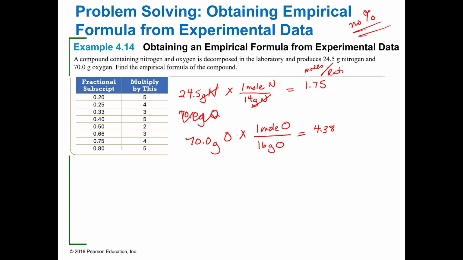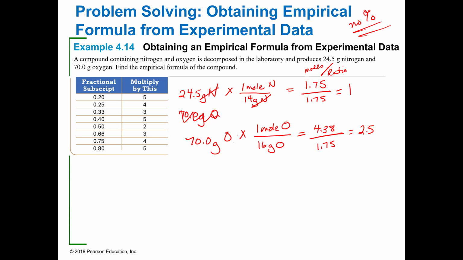Okay. And then instead of a ratio of 1.75 to 4.38, I want a ratio of 1 to something. So the smaller one is 1.75. So I'm going to divide them both by 1.75. That's going to give me 1 and 2.5. Okay, great. I'm getting closer.